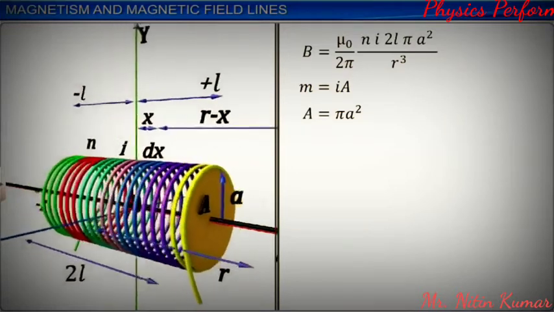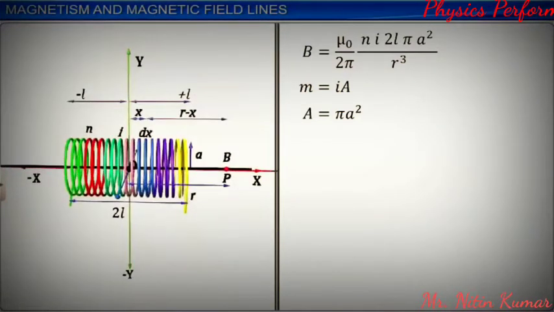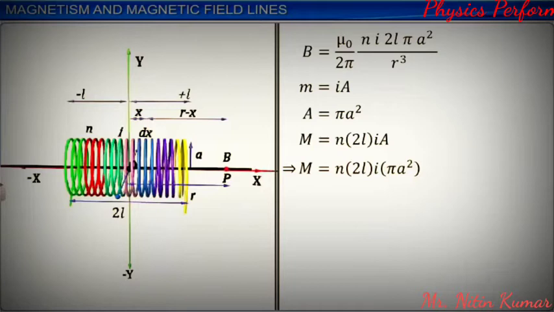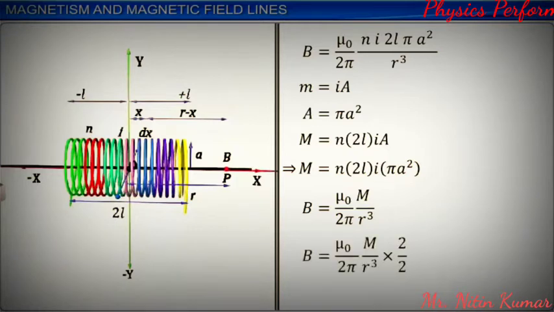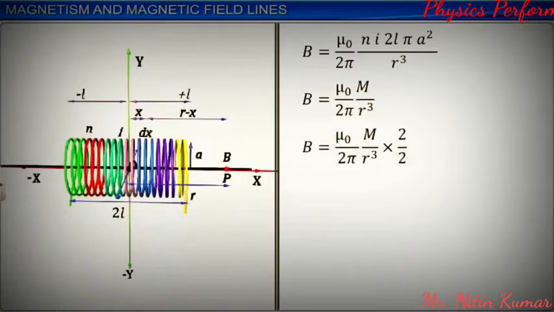Substituting M for the terms in the expression for magnetic induction B, we get the magnetic induction B is equal to mu naught by 2 pi into M by r cube. On multiplying the numerator and denominator with 2, we get the magnetic induction B is equal to mu naught by 4 pi into 2M by r cube. This is the same expression that is used to find the magnetic induction at a distant point from the center of a bar magnet on its axial line.